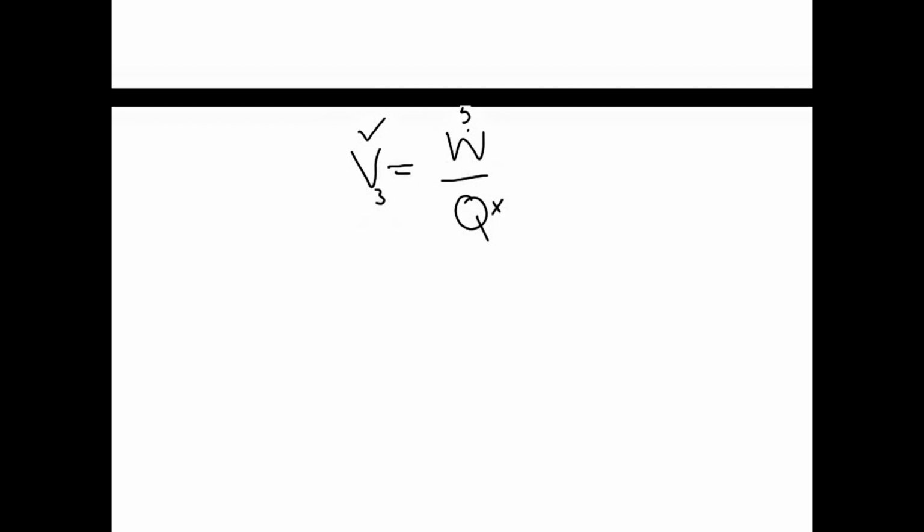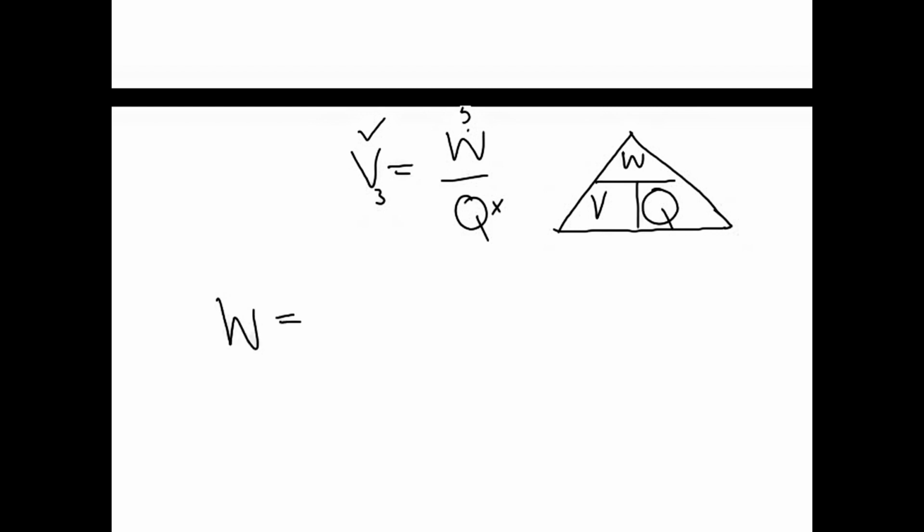But before I tell you how we find Q, we can use this triangle to rearrange the terms. So we'll say V equals the work done, it's in the numerator so I place it at the top, divided by Q, which is in the denominator so I place it at the bottom. And now I'm looking for the work done. The work done is just going to be W equals V multiplied by Q. And this is V3. We know what this is. We don't know what this is. So how do I find Q?